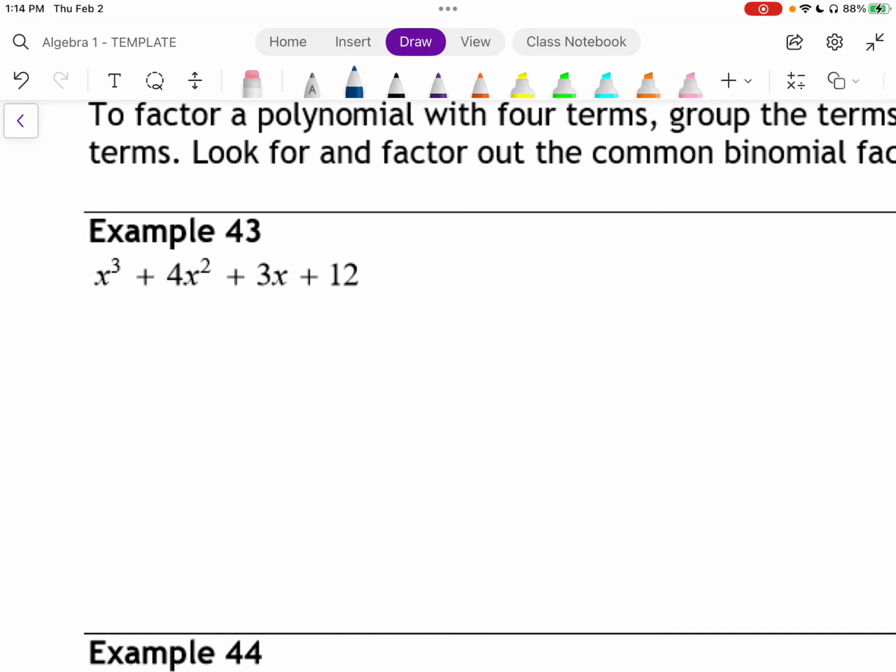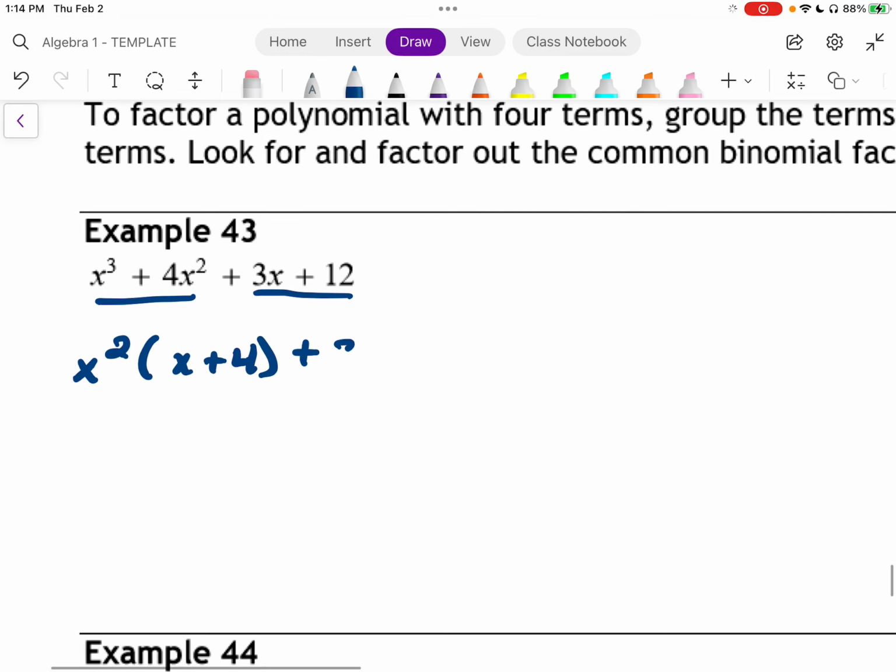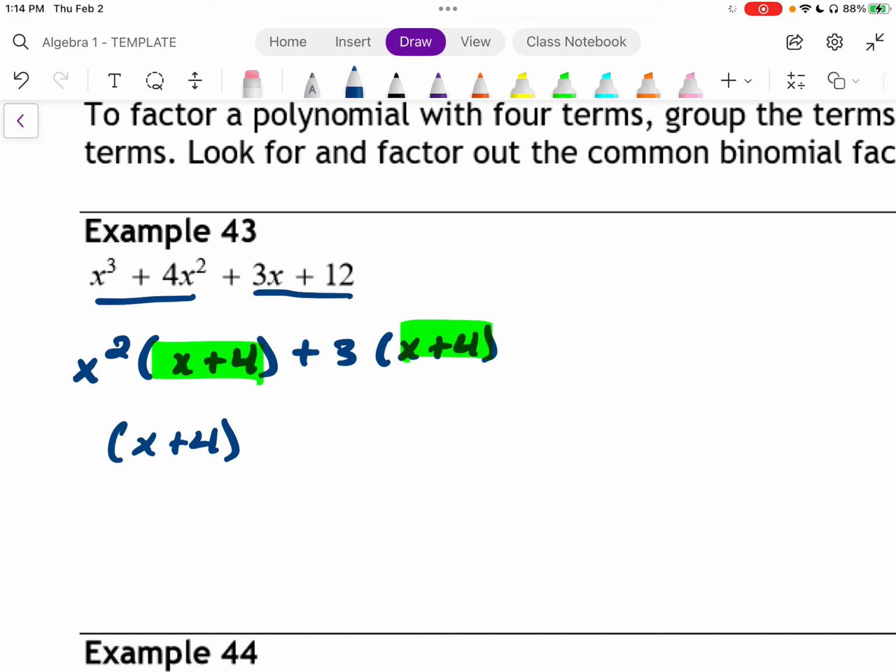So the first 2 we underline, the second 2 we underline, and we're going to be trying to break apart like we did above. So I'll pull out an x squared, and I'm left with x plus 4. And then I'll pull out a 3, and I've got x plus 4. Now you should be able to recognize that these are the same things, so they can come out front, and then we're left with the leftovers, x squared plus 3.